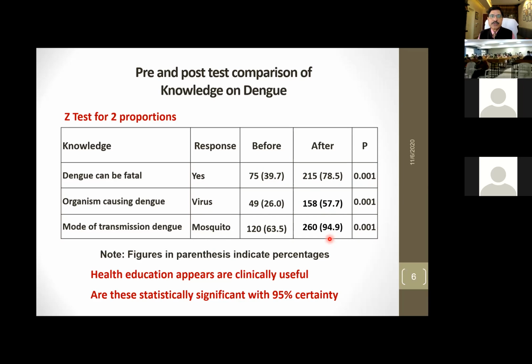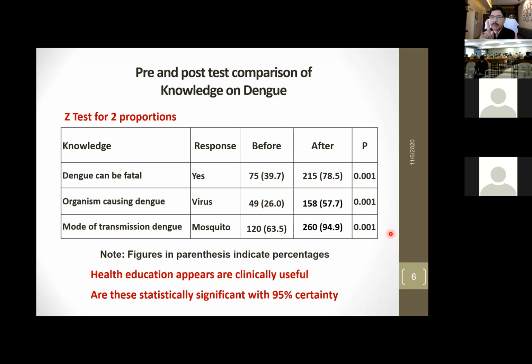So there are proportions here, and what are the proportions? The proportion before and the proportion after. There are two proportions. Of course, there are three categories, three questions we have asked, and each has got a proportion. This is proportion 1, there is a p-value for that. There is a proportion 2, a p-value for that, and a proportion 3, a p-value for that. So we do a Z test in such a scenario where two proportions are being compared.